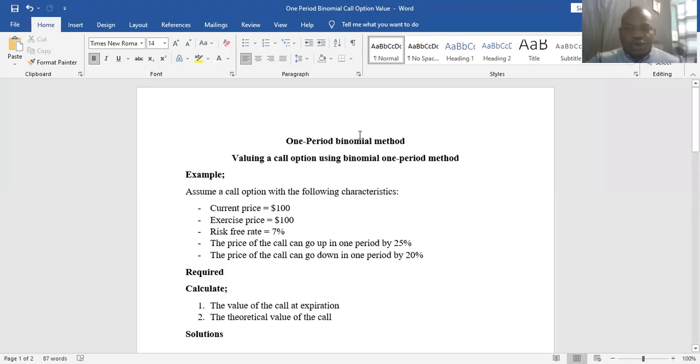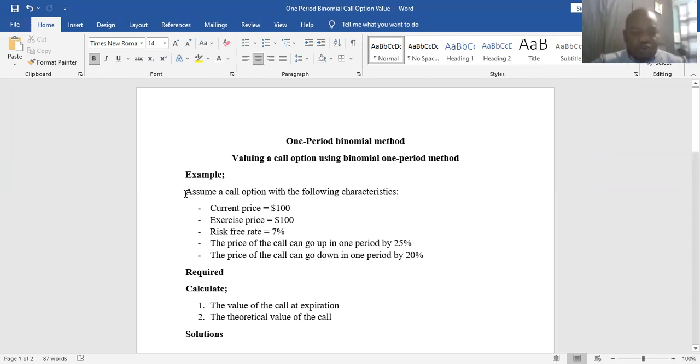In this tutorial, I'd like to show you how to value a call option using the binomial method. And I'll focus on the one period binomial method. I got an example from one of the exam papers from Wuxi University, which I will walk you through.